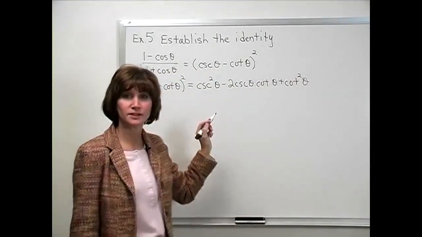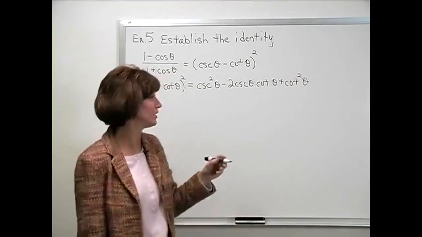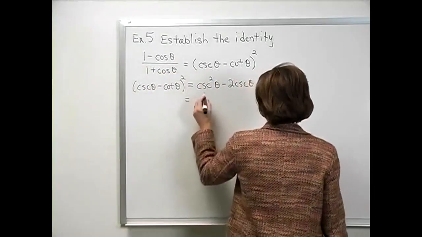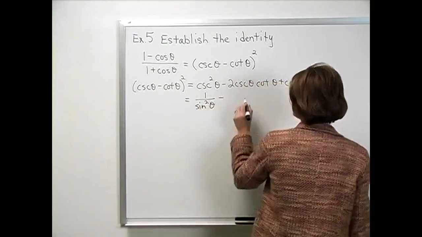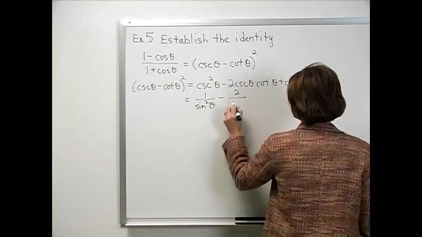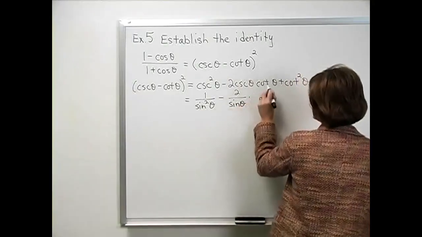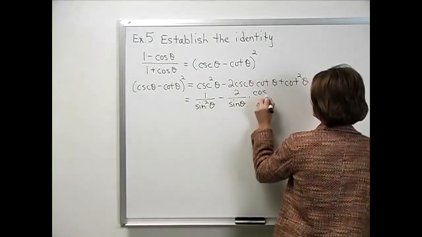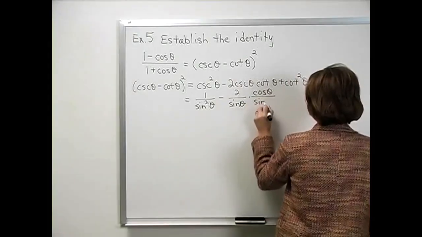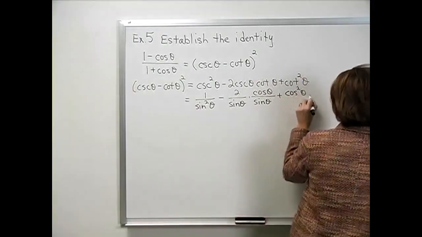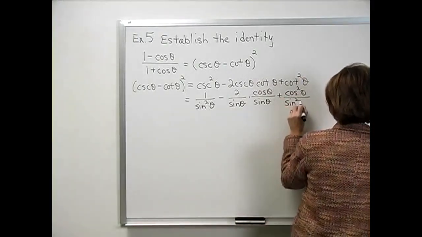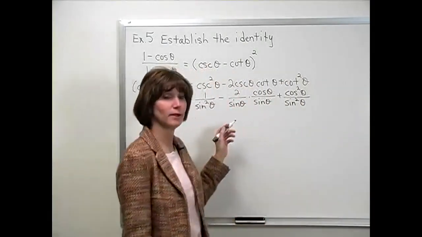Now what I'm going to do at this point is change everything to sines and cosines. Cosecant squared is 1 over sine squared. Cosecant, again, is 1 over sine, so I have 2 over sine theta. Cotangent theta is cosine theta over sine theta. And cotangent squared theta is cosine squared theta over sine squared theta. Now let's see what we have.